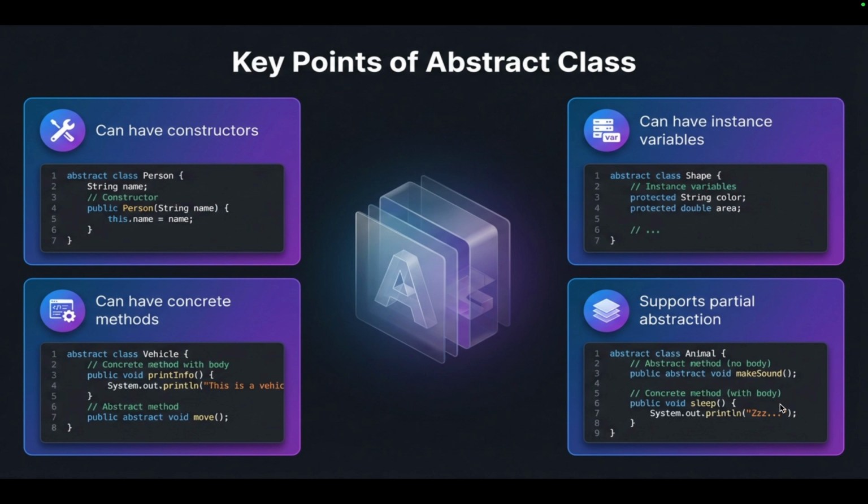So, important points to remember. An abstract class can have constructors. It can contain instance variables. It can have non-abstract methods. It supports partial abstraction. Abstract classes are useful when we want to share common logic across subclasses.